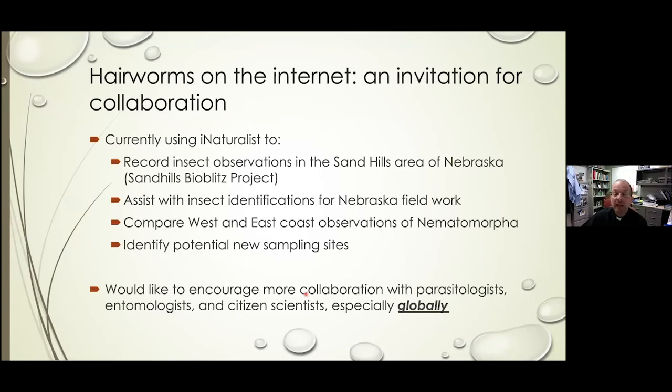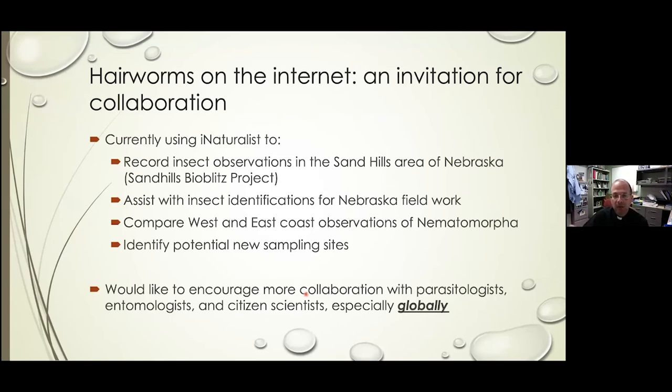iNaturalist you can also use to identify new sampling sites. There are some places in Nebraska. I'm going to go to Iowa later today and think, oh, maybe I'll stop by this site and see if I can find the horsehair worms that were observed here 3 years ago or something, right?